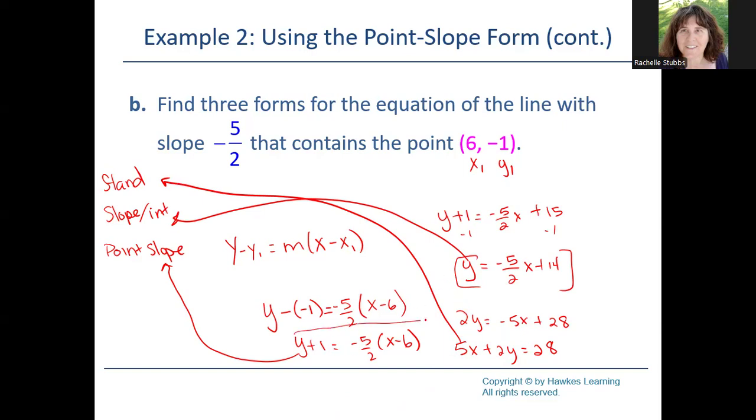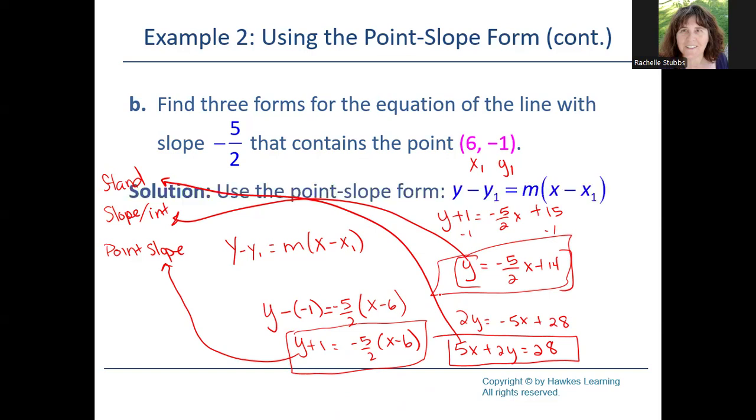So here's point slope, slope intercept, and standard. All represent the same line. All have the same slope. All have the same y-intercept.